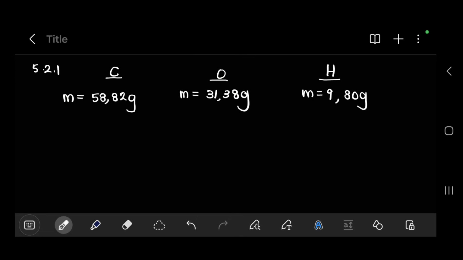So using the percentages as the masses, here's what we get. All we did was we replaced the percentage sign with grams, with G for grams. Your next step is to get number of moles for each one of these compounds, and to do that we're going to use number of moles equals mass over molar mass.